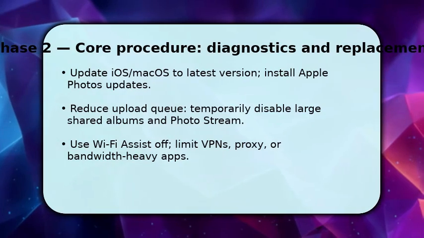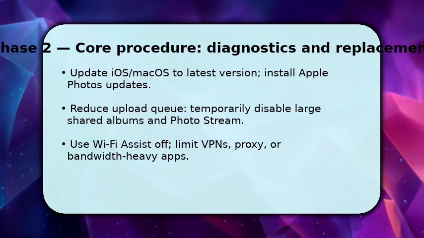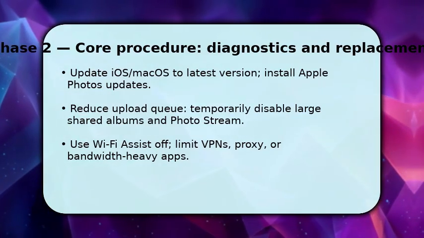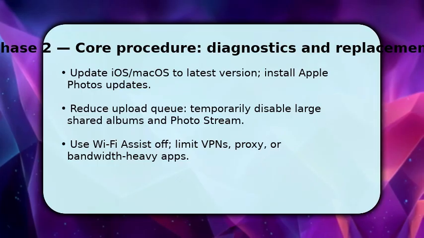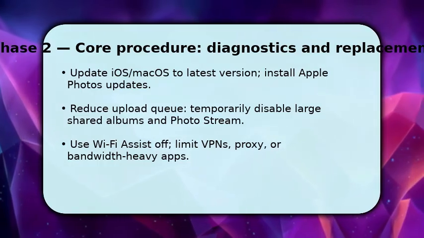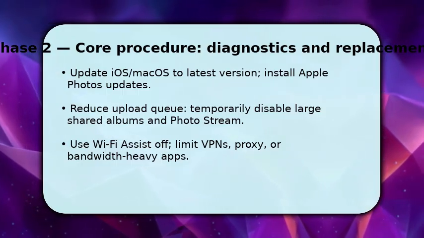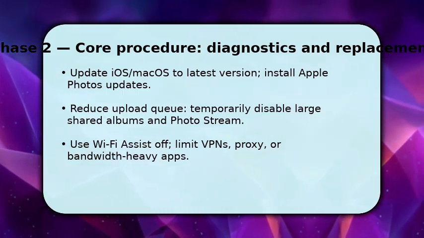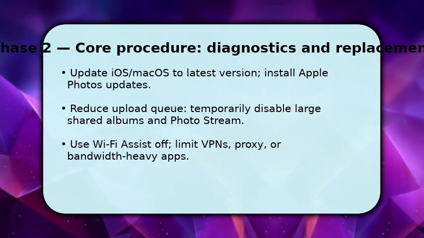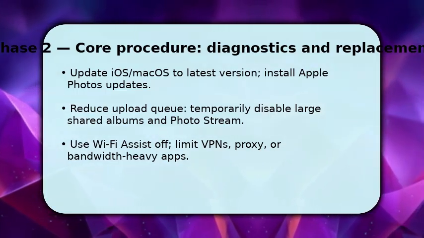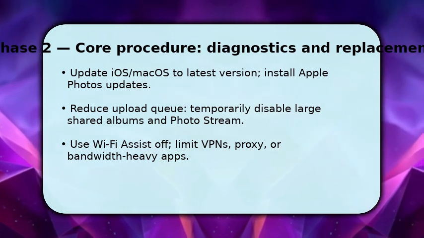Now you'll tune performance. Update iOS and macOS to the latest versions so Photos uses recent sync improvements. Software fixes can dramatically change speed. Next, temporarily pause or remove large shared albums and photo stream to shrink the upload queue. Smaller batches sync faster. Make sure Wi-Fi assist is off, disable VPNs or proxies that throttle traffic, and stop other devices or apps from saturating upload bandwidth, so iCloud gets priority and moves through files quicker.